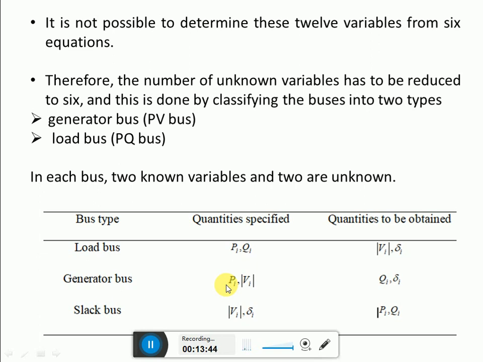So this way the reactive power and delta are unknown for this bus, and this is also called the PV bus, where P and V are known and Q and delta are unknown. This voltage control bus may not contain any generator. Where an SVC or tap changer is connected, that is also called a voltage control bus.